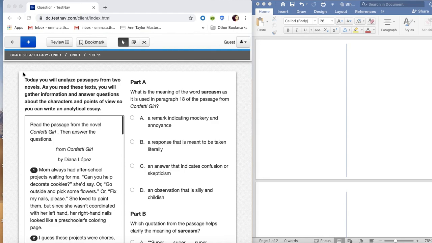Today you'll analyze passages from 2 novels. As you read these texts, you'll gather information and answer questions about the characters and the points of view so you can write an analytical essay.